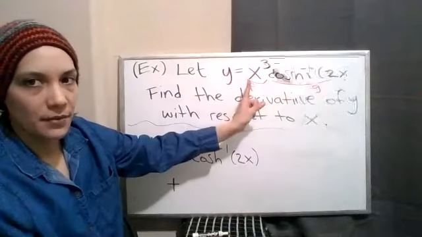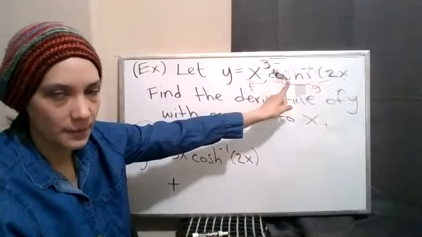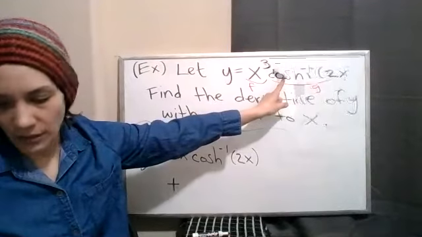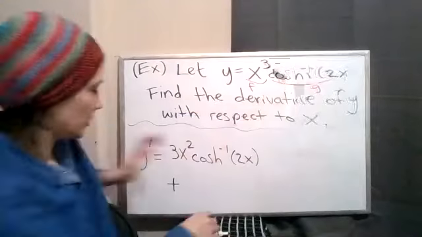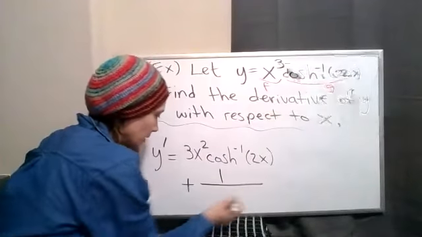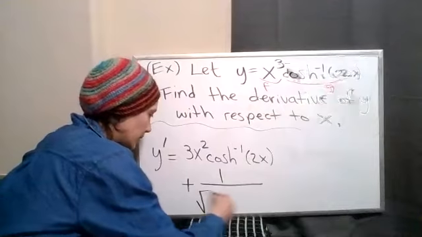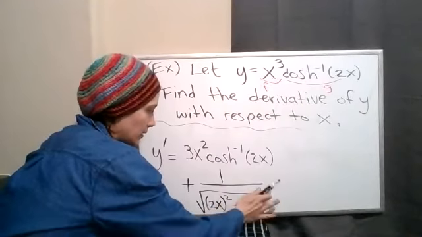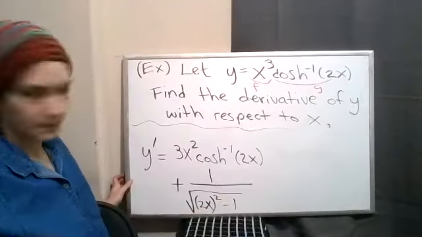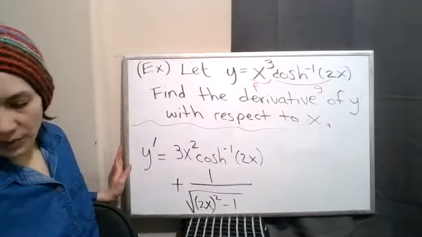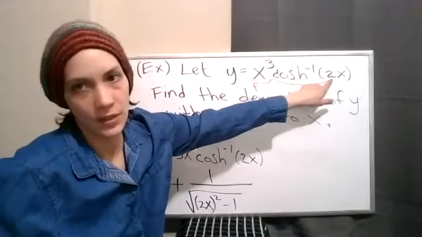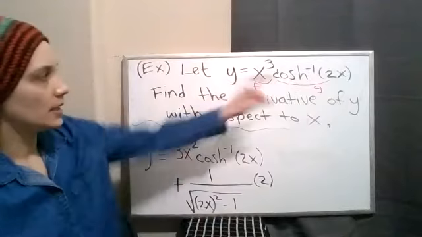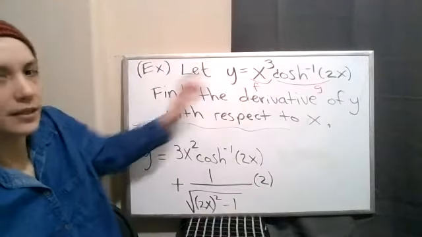Add, or we can add down here, g prime times f. So a chain rule right here. The derivative of cosh inverse is going to be 1 over the root of (2x) squared minus 1. And then multiply by the derivative of the inner function, 2x, so we can multiply by 2. And we still need to multiply by f, which was x cubed.